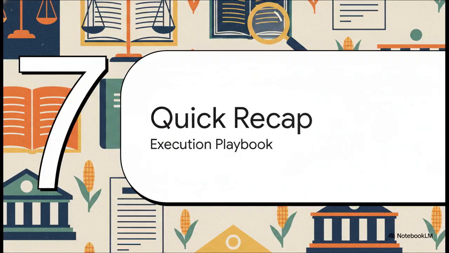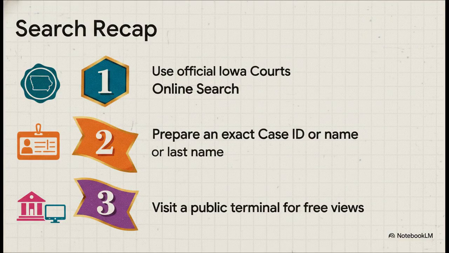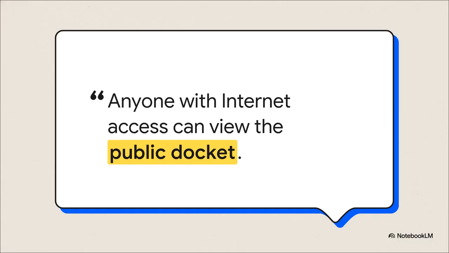Quick recap. Number 1, always use the official Iowa Courts online search database. Number 2, perfectly format your search criteria right out of the gate, whether that's the strict 17-character case ID or an exact last name. And number 3, if you need full document views for free and aren't subscribed, just visit a public terminal at a physical county courthouse. Use the official system. Save time. Stop spinning your wheels on third-party sites or unformatted names. If you apply this exact method, you'll find your Iowa court records quickly and correctly.